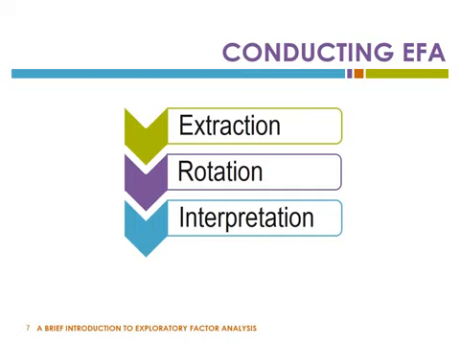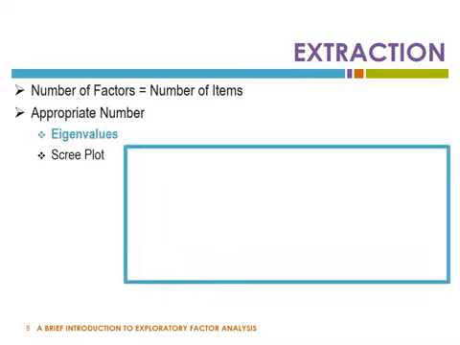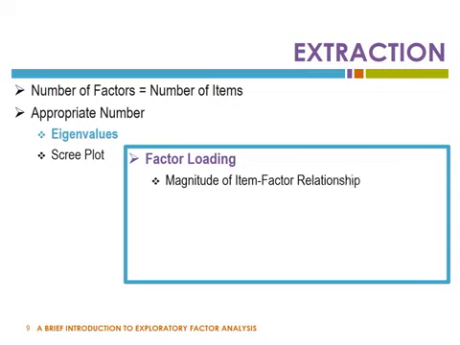The EFA process consists of three distinct steps: extraction, rotation, and interpretation. When we conduct an EFA, the software will extract the same number of factors as there are items included in the analysis. The researcher must decide the appropriate number of factors to retain and interpret. The most common ways to do this are to review the eigenvalues associated with each factor and the scree plot for the overall analysis. When we conduct an EFA, we get values called factor loadings that describe the relationship between each item and each extracted factor.